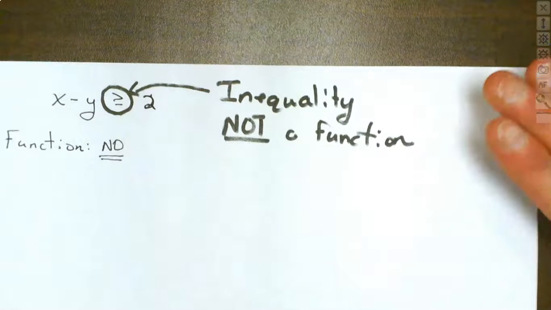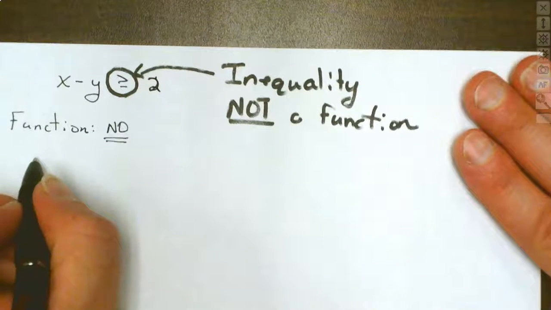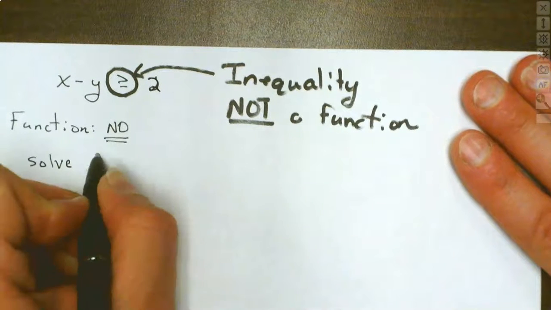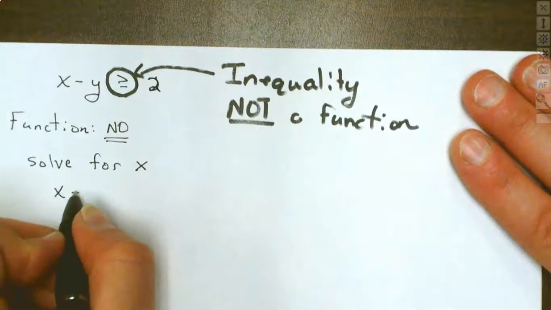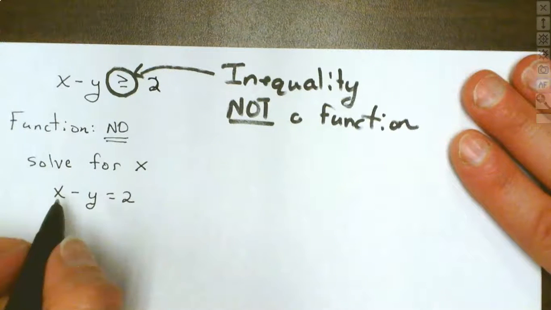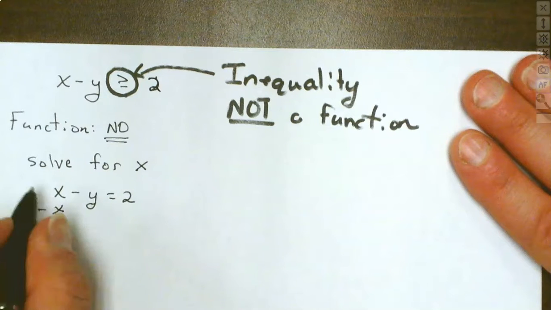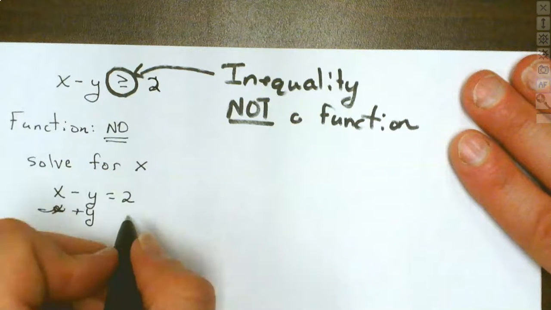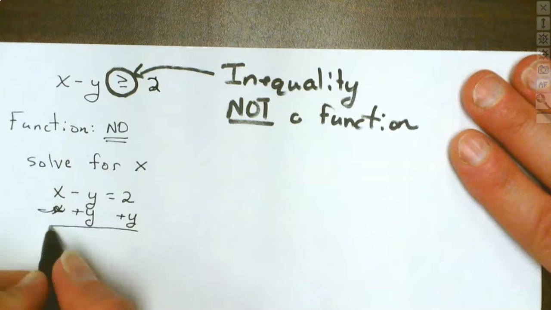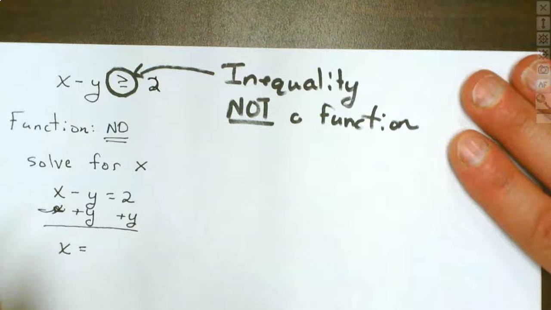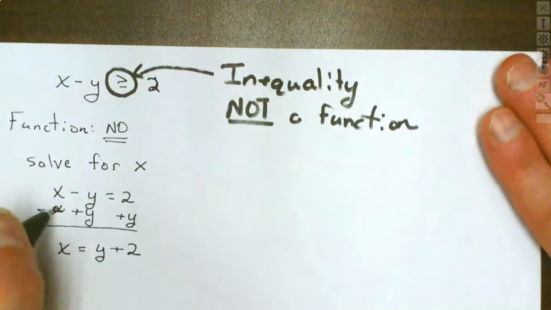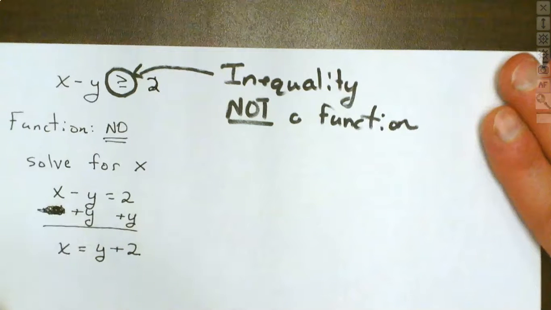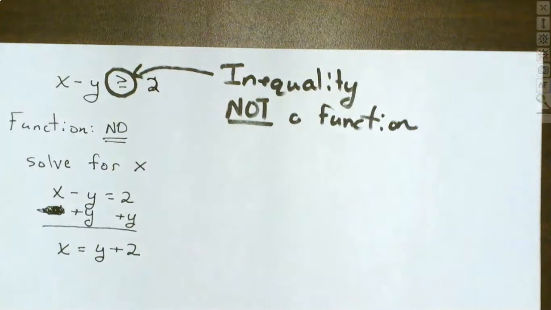Now, the others have already been solved for x. This one is not, so we're going to solve it for x. So x minus y equals 2. We'll move that y over. My mistake there, I went the wrong way. Move that y over. And that gives you x equals y plus 2. So for domains, when it's not a function, we have to do something a little bit different than we're used to doing. We solve it for x because it has to be x equals.